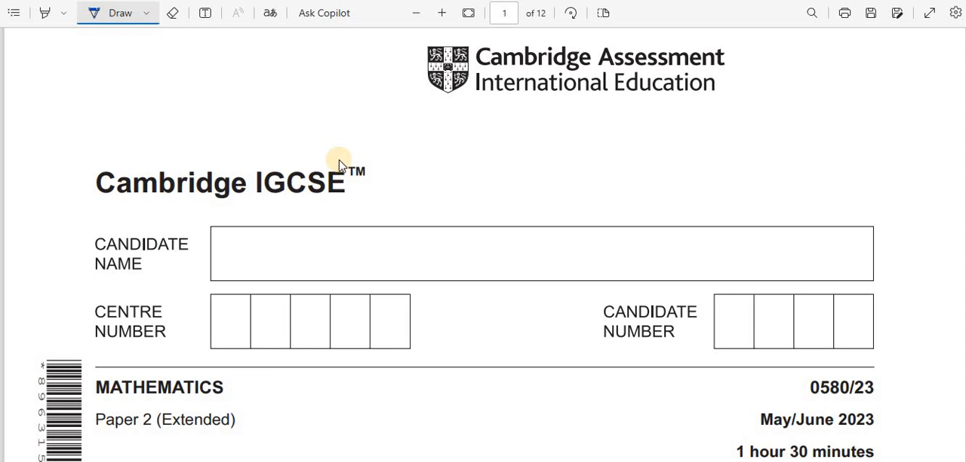Bismillahirrahmanirrahim. Today I am going to solve the past paper of Cambridge IGCSE, the remaining part of paper number 23. Today I will solve questions from 13 to 23.